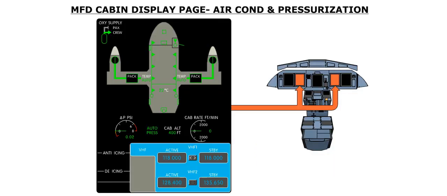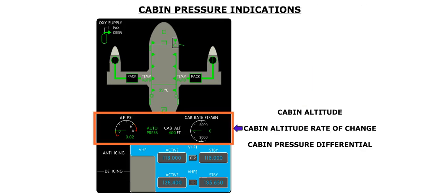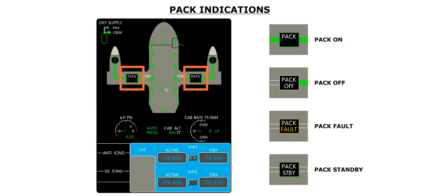The air conditioning and pressurization systems are displayed in graphical format on the MFD cabin page. Cabin altitude rate of change, and cabin pressure differential are displayed on the bottom of the page. The packs are represented by a rectangle with a white pack label inside. The color of the rectangle indicates the status of the pack valve.